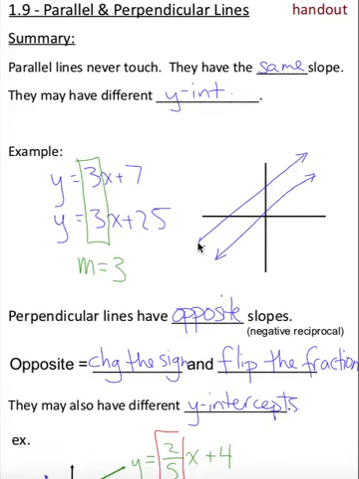Parallel lines are two lines that run beside each other, and they will never touch. This means that they have the same slope. So when we look at the equation, the numbers will be the exact same. They may, however, have different y-intercepts, so they are not going to be overlapping each other. They are going to be beside each other. So I could have one with a y-intercept of 7, this one's 25, and I could have another one at 35 up here, and it would run beside it the whole time. They will never touch.